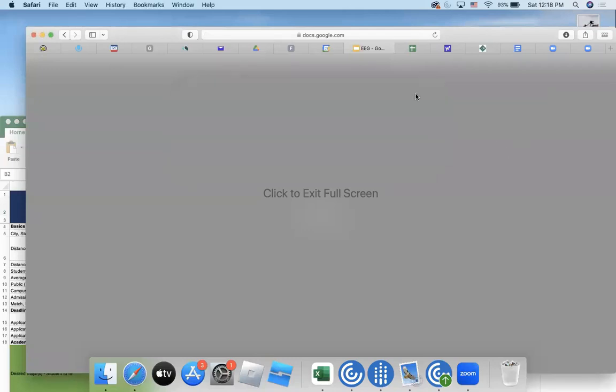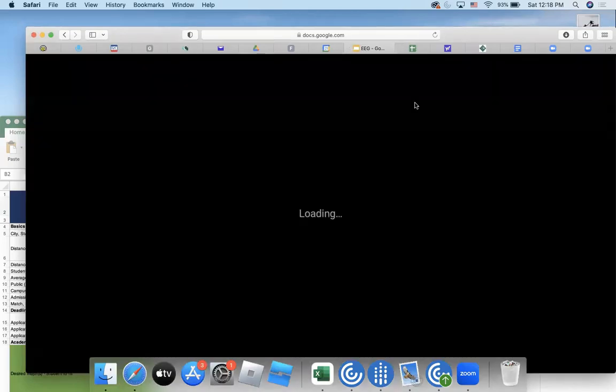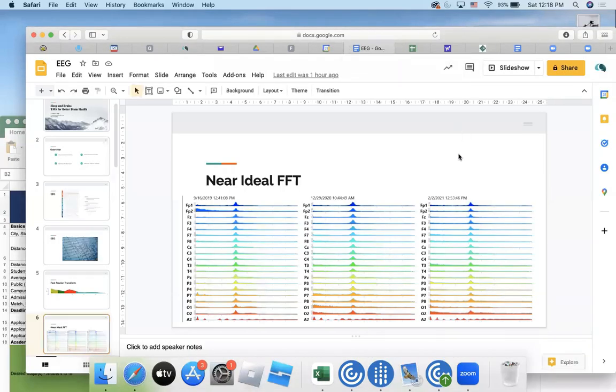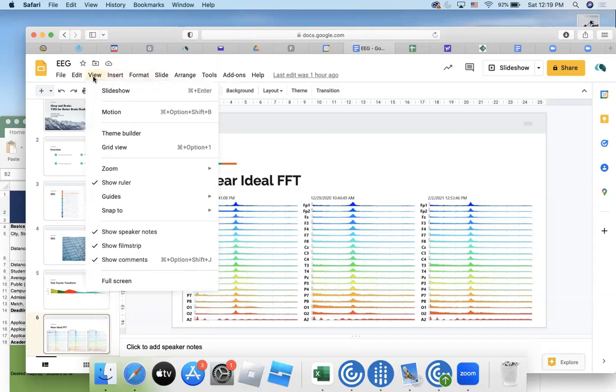Oh, what happened to my screen? Oh, let me go back in here. Let me go back. I think it's under view. I know something just changed. I didn't touch anything. That was the strangest thing. Hold on. Format, for slide, insert, view, slideshow.